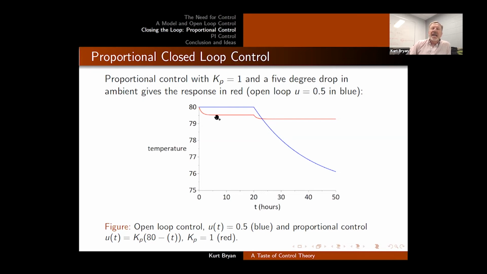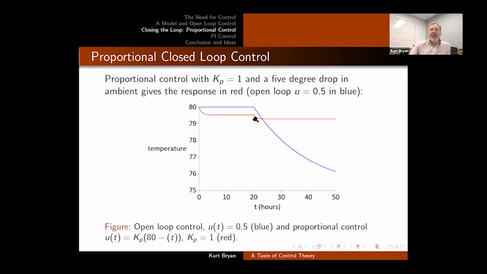Now, look at the red curve. That's our proportional control strategy. In some ways it's better, in some ways it's worse. It starts off at the correct temperature, but even when the system has no disturbances, the lab has stayed at 70 degrees, the open loop control falls to 79.5 degrees. It does not maintain the constant temperature that's required, even when there are no disturbances in the system.